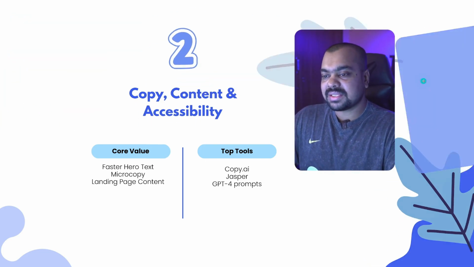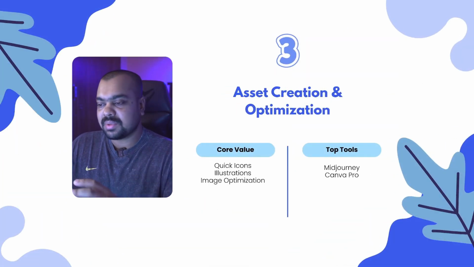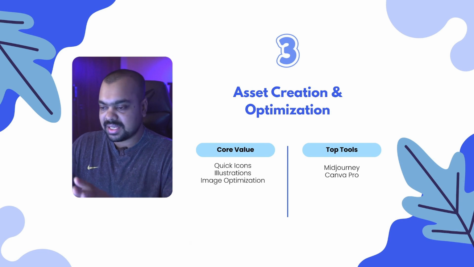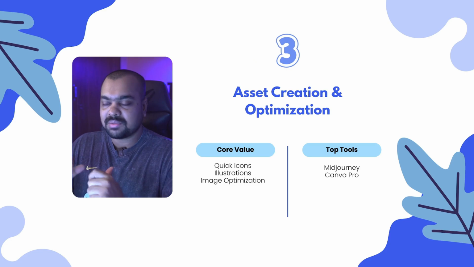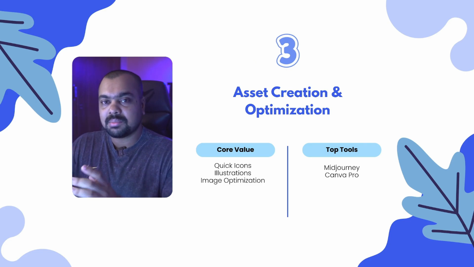Okay, moving on, the third segment is asset creation. I face this issue quite often. When I'm working on a website and preparing a design, I feel like it would be great to have a certain type of icon there, but I don't have it. Then I have to approach my design team, and when they create the icon, I implement it there.